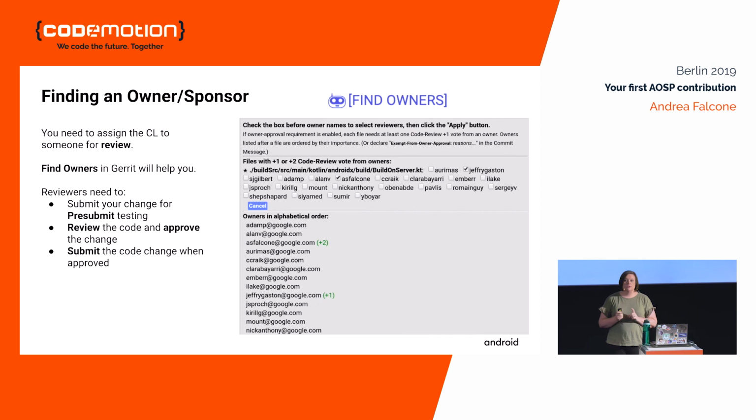Okay, so to find reviewers, there's a button on the top that says Find Owners. That pops up a screen that shows you people who have access or the ability to give a +1 or +2. You want a +2.